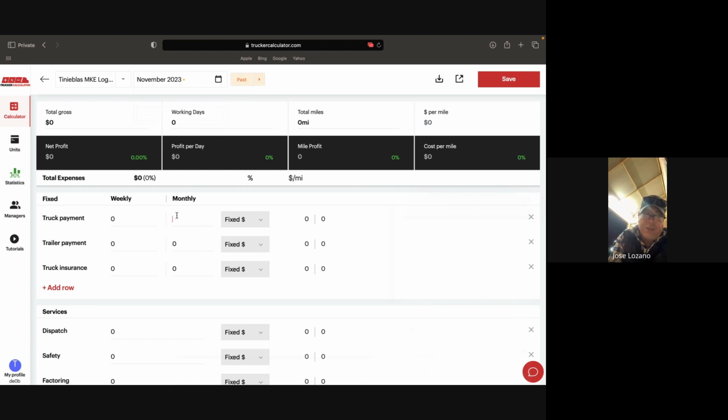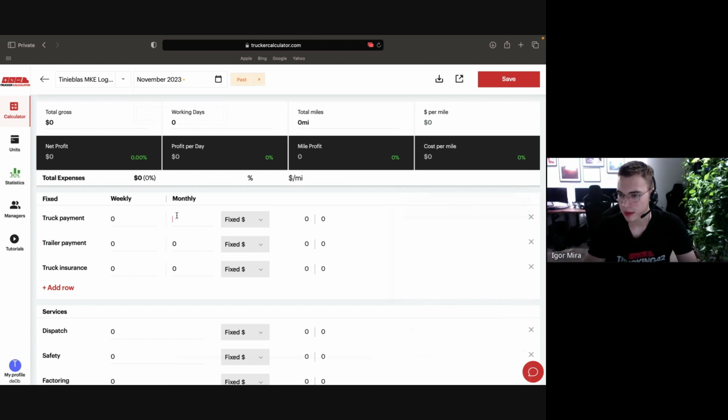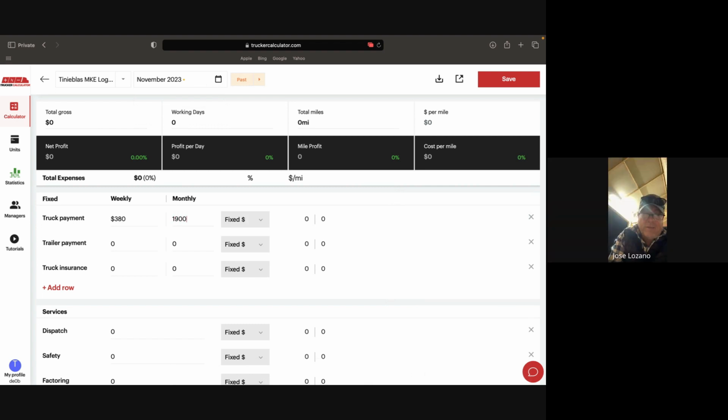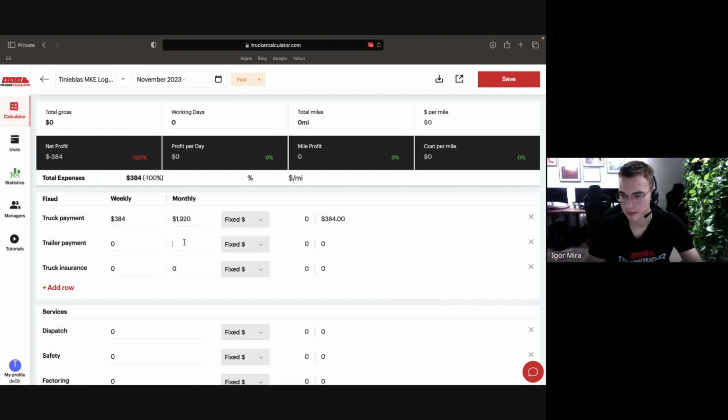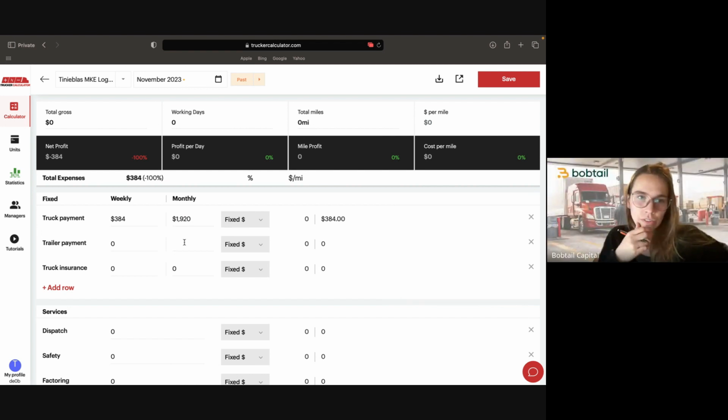Again, this is paid off in 3 years only. I'm sorry, monthly payment for the truck. Could you say the number again? Like $1,900? $1,920. Got it. And you don't have a trailer payment, obviously, because... No, I do not.